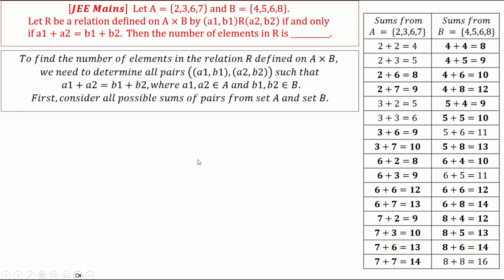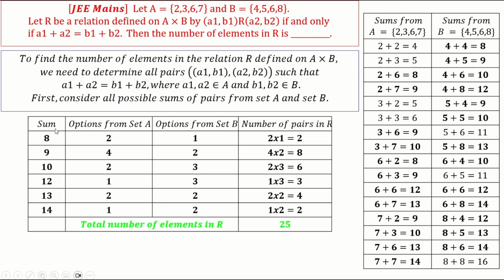So how do we do it now? 8, if I take the sum, options from set A, there are two options, right? 8 and 8. Okay. Options from set B, only one. So the number of pairs in relation R is 2 times 1. Correct? 2 into 1. This 2 can be mapped only to this 1 from set B. So 2 into 1, which is 2.